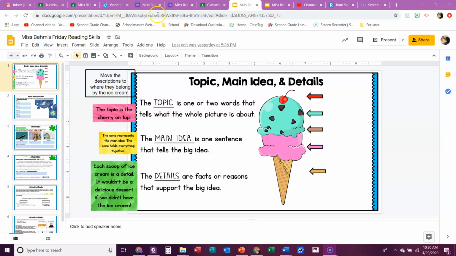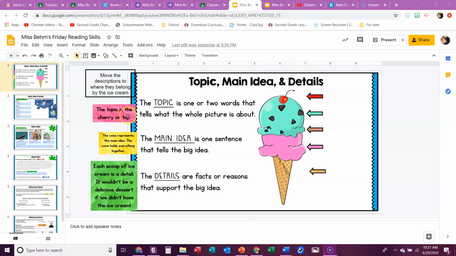Today we're talking about topic, main idea, and details, which we've been working on, so this is nothing new. So remember, the topic is one or two words that tells about the whole picture, what the whole picture is about, okay? So the topic is like the cherry on top. So it's just kind of telling you the whole point of what you're reading. The main idea is one sentence that tells the big idea. And then the details are facts or reasons that support the big idea.